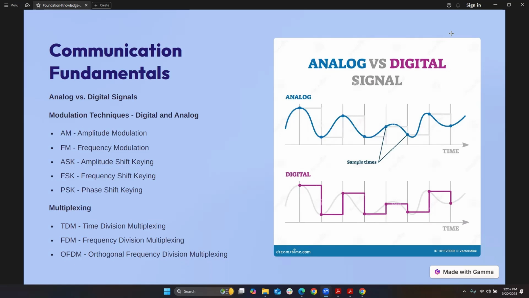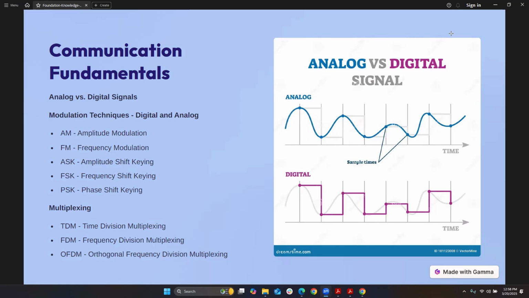Then if we talk about multiplexing, there are three types of multiplexing. Multiplexing allows multiple signals to share the same channel to improve efficiency. One type is time division multiplexing. It's like taking turns, so each signal gets a time to send its data.